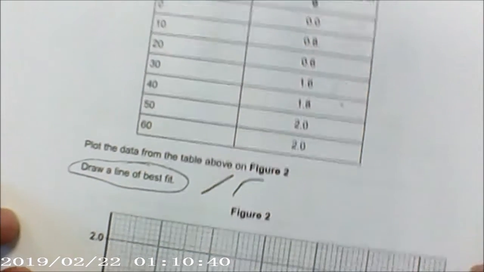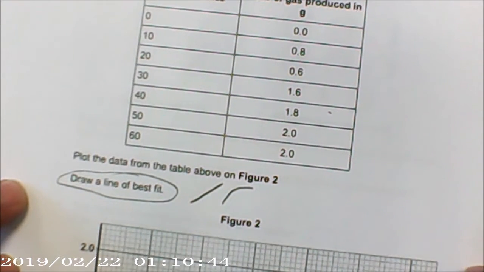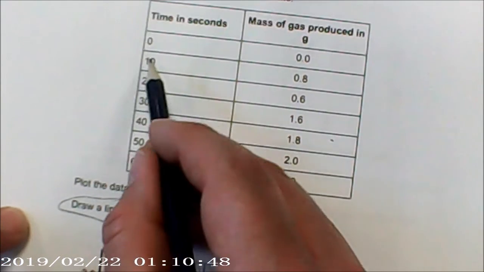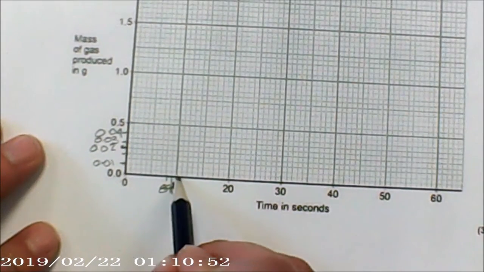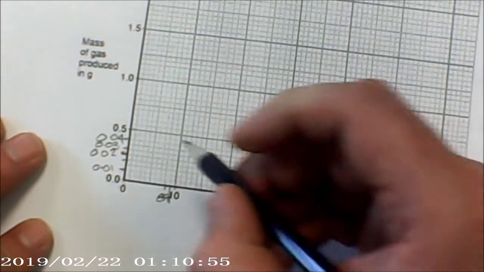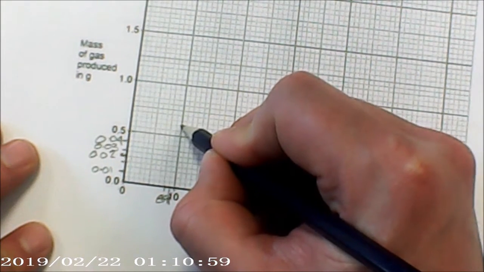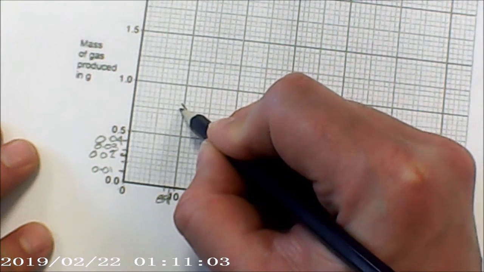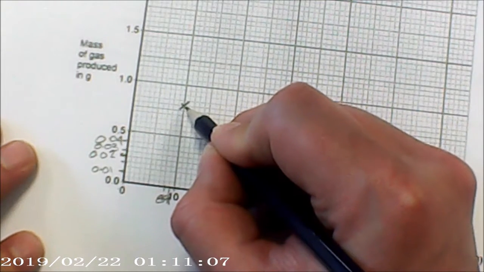And it is not a case of just going, oh, it's about here. You need to try and be as accurate as possible. So the first one is 10, 0.8. So I go along 10, and then I need to go up 0.8. So that's 0.5, 0.6, 0.7, 0.8, and I put a cross, and the center of the cross is the point.